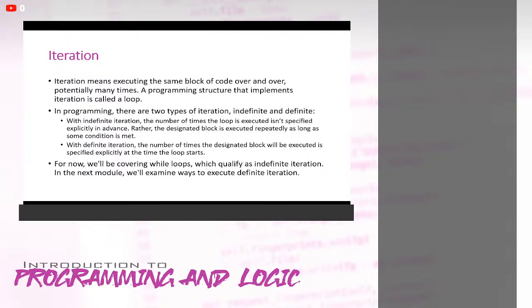Since we're only covering while loops for the time being, while loops qualify as indefinite iteration, because they're just going to keep running as long as some condition is met. If we break that condition, then it'll stop, but it can run for an indefinite amount of time. In the next module, when we start looking at string manipulation, we'll look at some other ways to execute iteration, and we'll execute definite iteration.